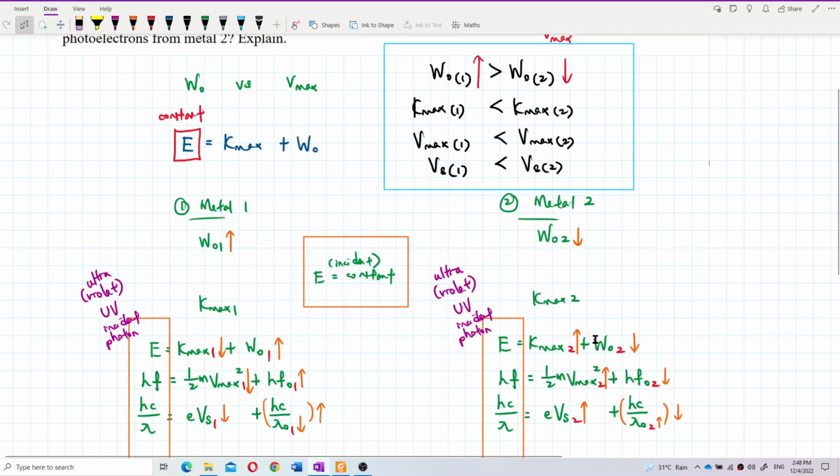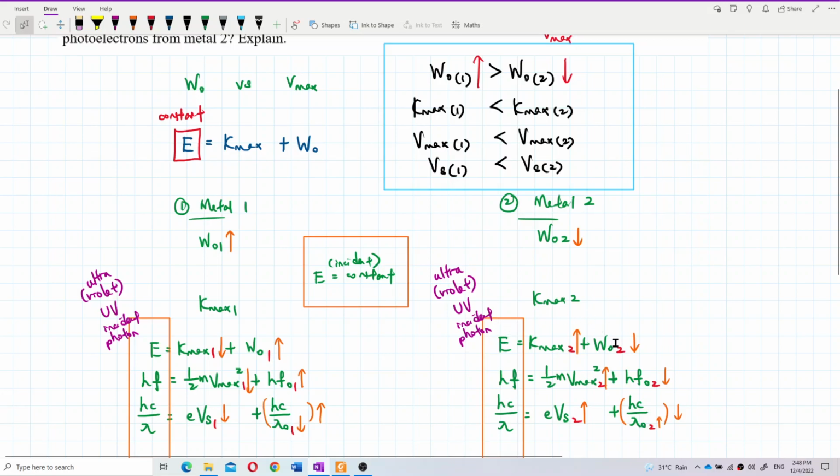However, for method 2, because it has a very low work function, very little of the energy received is used to overcome the work function, because the work function for method 2 is very low.